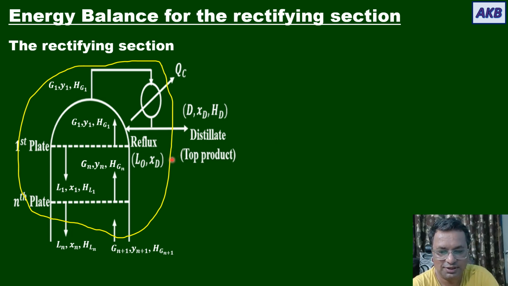So how many material streams? There are 1, 2 and 3 material streams. Are you understanding it? One goes into the envelope and 2 are coming out, and there is one energy stream, that is the rate at which heat is removed from the vapors in the condenser.